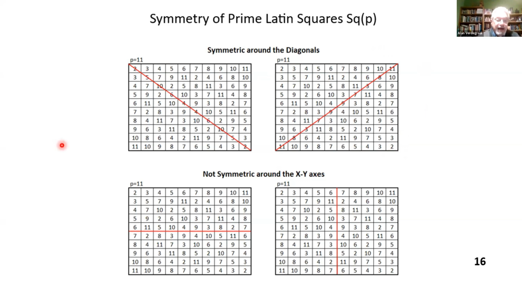But this doesn't apply to the XY axis. If we fold the array on the X axis, the numbers don't add up. 11 does not match with 2. And if we fold it on the horizontal axis, they don't match up either. This 11 does not match up with 2.